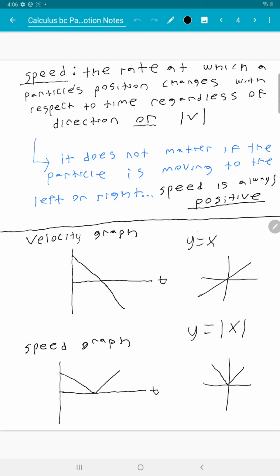So we can think about it right here, is right when we're starting to reverse. And when we're continuing to reverse faster, our velocity is getting more negative. And when we're looking at the speed graph, this is right where we're starting to reverse. We're not moving very quickly, but when we begin to reverse more, our speed is increasing. And that's similar to the y equals x and y equals absolute value of x, where the absolute value of x will never be negative.